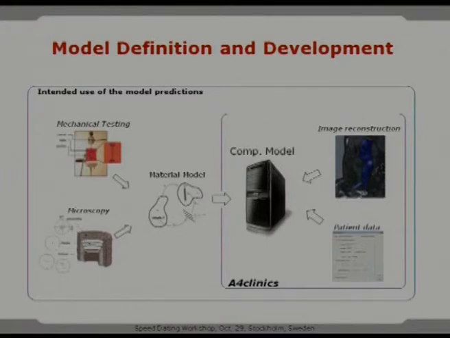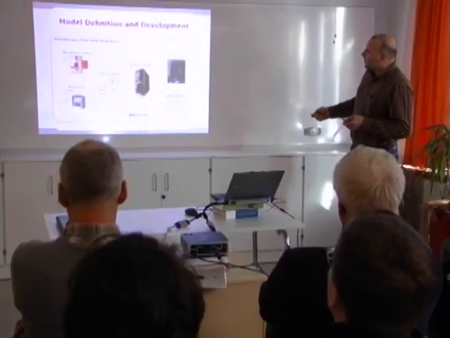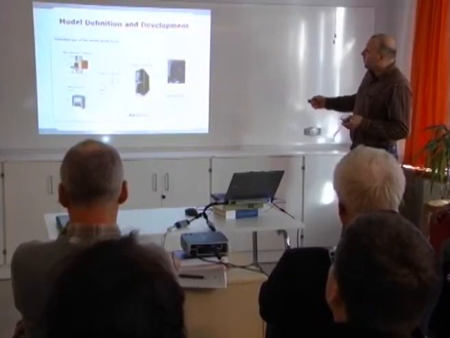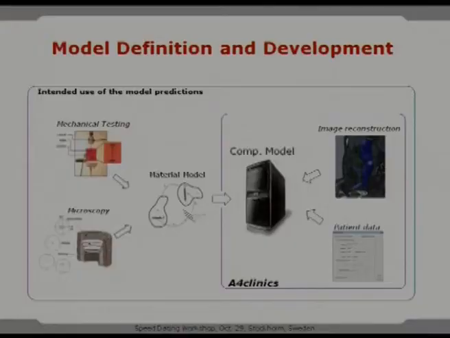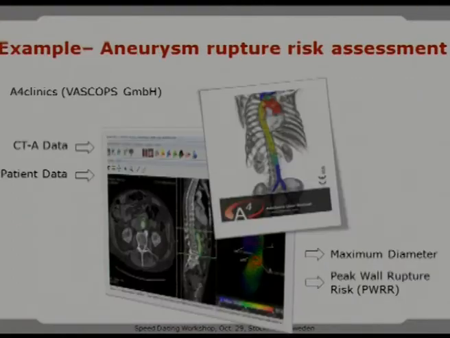And then we have to build up complex mathematical models in order to predict what actually our test is telling us. This is then entering our computational model, gets enriched by geometry of the patient. Here we need, of course, image reconstruction and particular patient data. And all this information is then processed in a software which we have developed, which is called A4 Clinics.